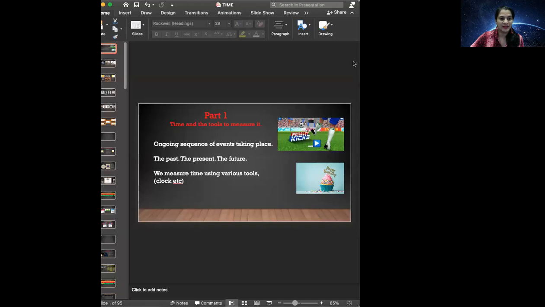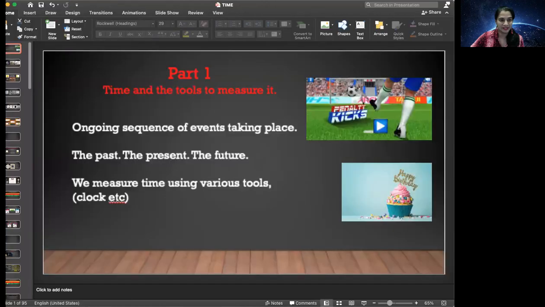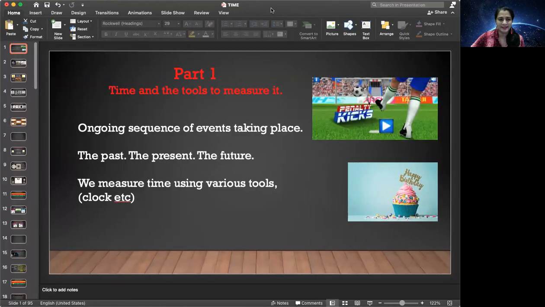Here we go. As you can see on the screen, what exactly do we understand by the term time, by the word time? Just imagine if you had a football game, but there was no time limit to it, then the game wouldn't be a game in the first place.